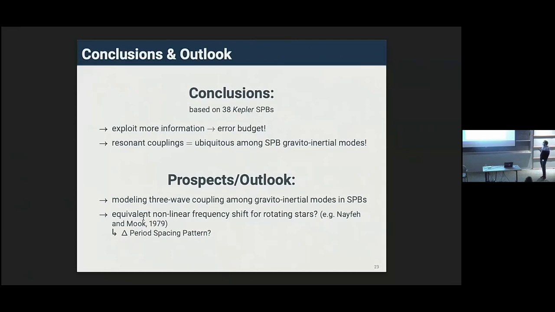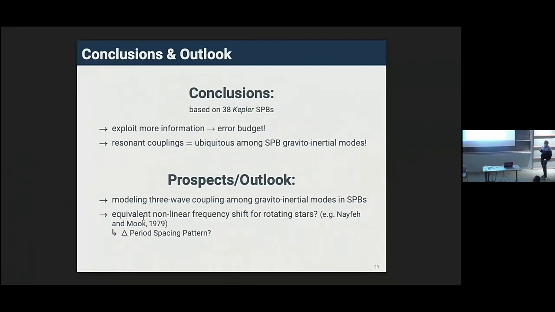And then we could look at doing the pre-whitening multiple different ways, and constructing an error budget, so how large the error actually is on your frequency due to the different pre-whitening method that you're using. And finally, what is also very interesting is that the divergent couplings seem to be ubiquitous in our SPB gravito-inertial modes, at least within our sample.